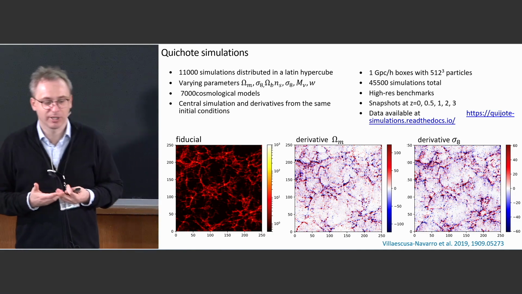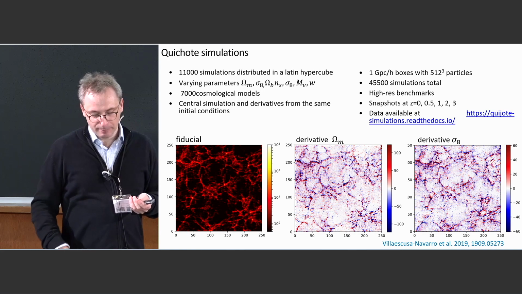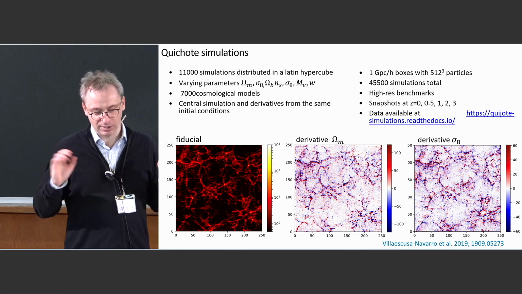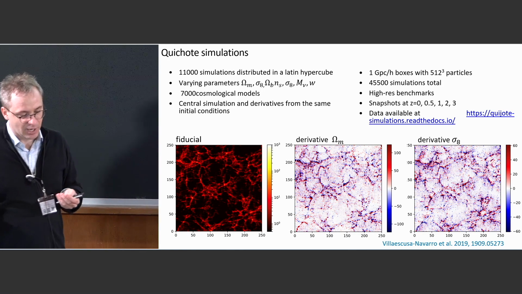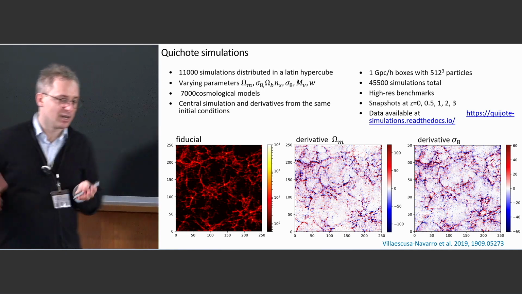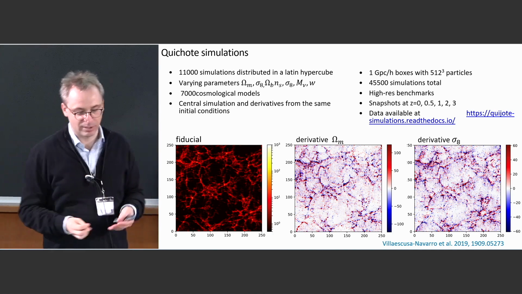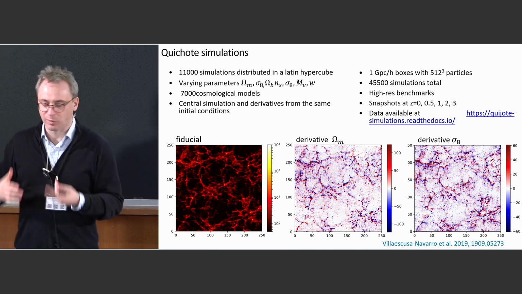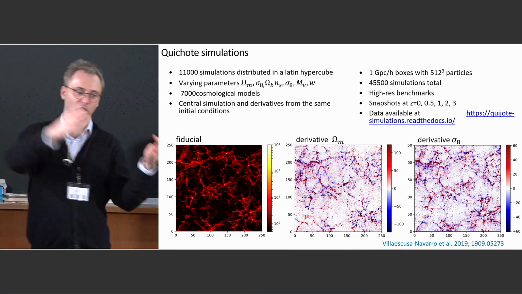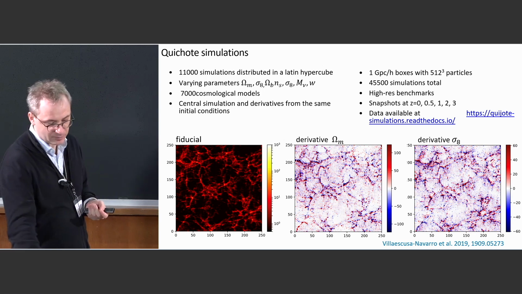Relatively low resolution, so 1 gigaparsec boxes with 500 cube particles. A lot of simulations stored as snapshots at 4 different redshifts. Because we don't have smooth light cones, it's hard to use it for some probes, but for other probes it can work. So there's always this design decision of what simulations to build targeted on what probe. I think I'll come back to that design question later.